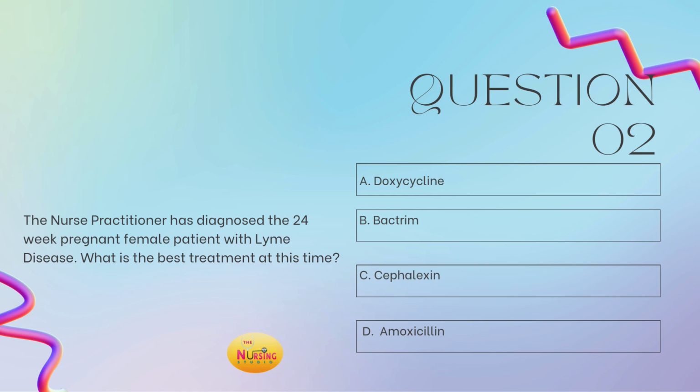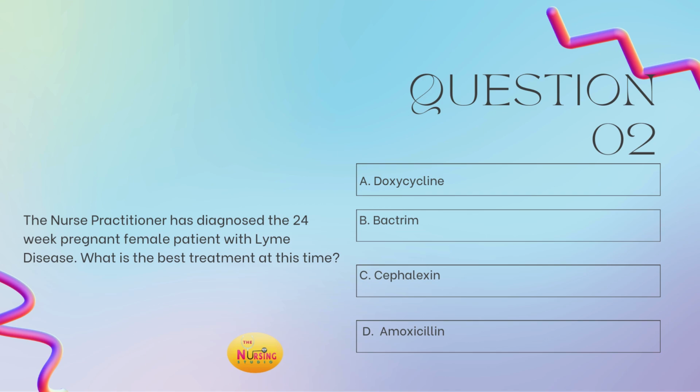All right, so here, the stem of the question states, what is the best treatment at this time? Again, if they're asking for a treatment, look to see if they provided you with a diagnosis. And here, it is Lyme disease, again, on this question, but in this scenario, the patient is a 24-week pregnant female, right? So, like I was telling you in the last question, first line therapy is doxy or amoxicillin.